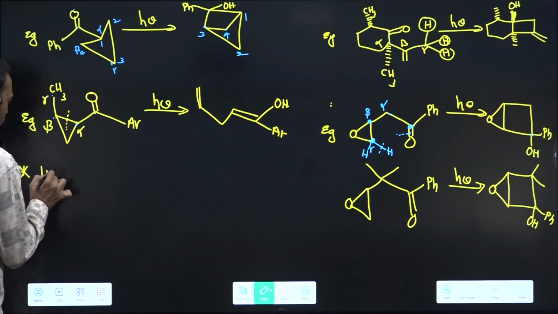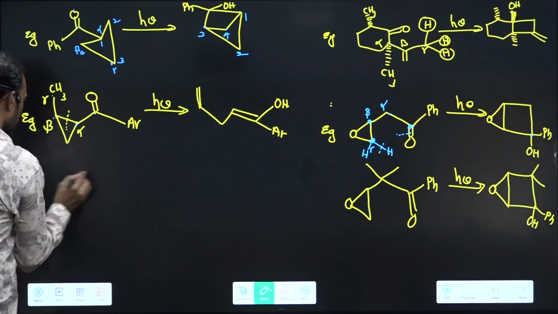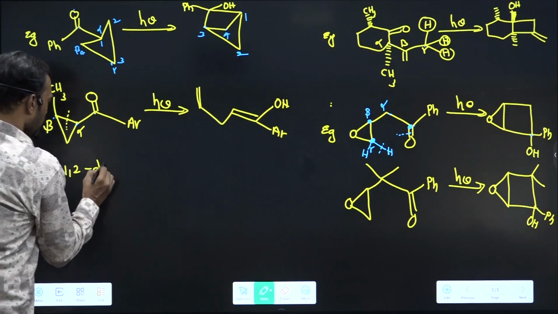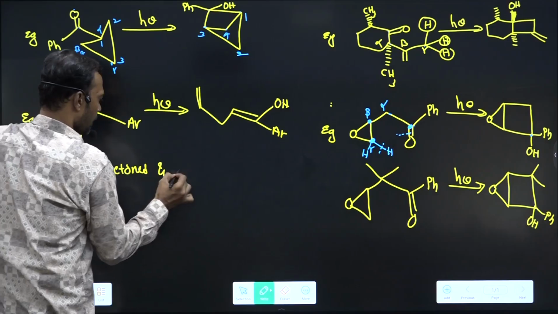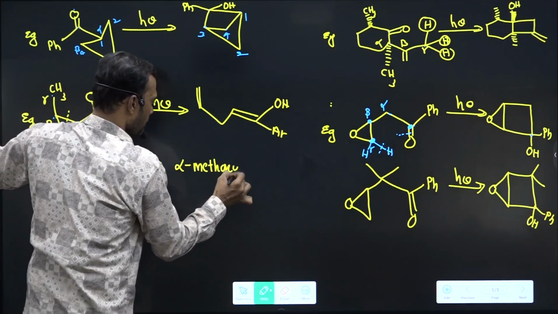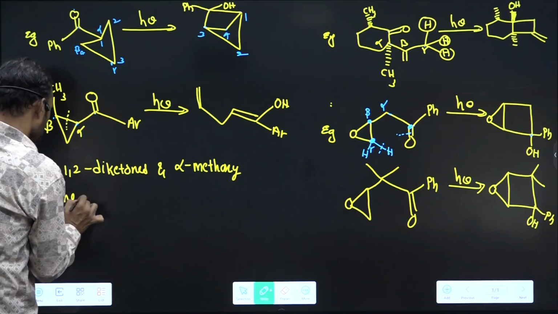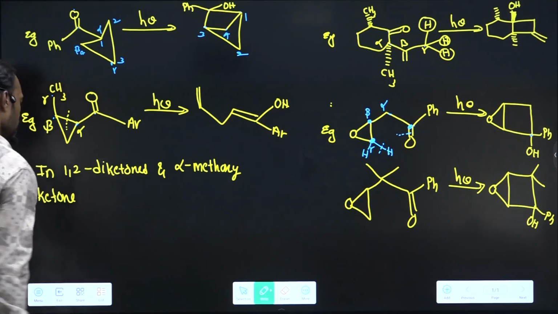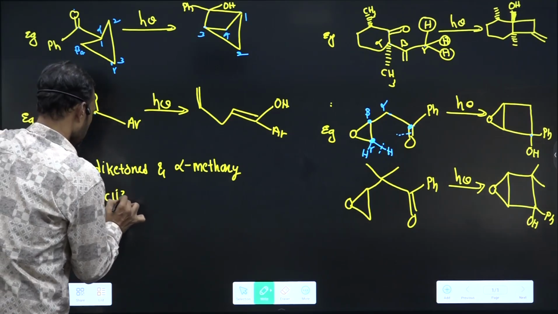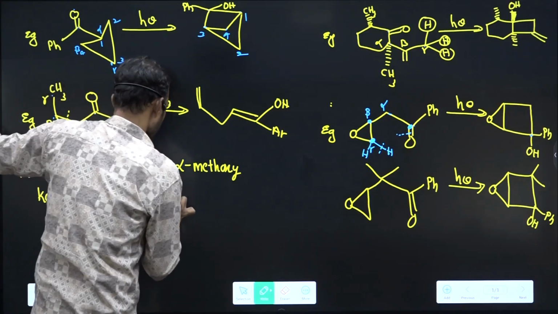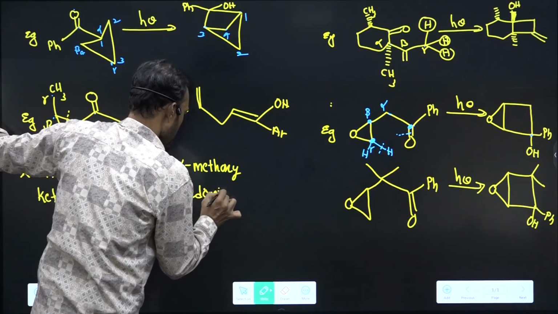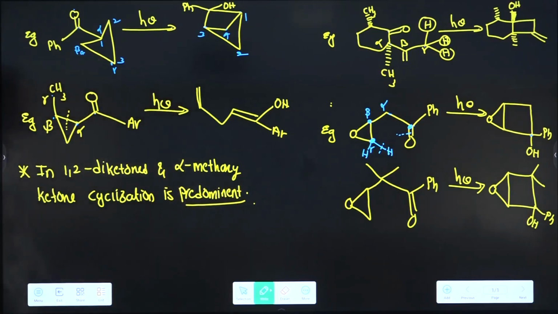Okay, see. In 1,2 diketones and alpha methoxy ketone, cyclization is preferred. Cyclization is predominant here. Means cyclization is possible for these two. Don't write Norrish type 2 cleavage. So stability of rings is dominating as compared to cleavage products. So wherever 1,2 diketone and alpha methoxy ketone is given, don't write Norrish type 2 cleavage only, cyclization is possible.